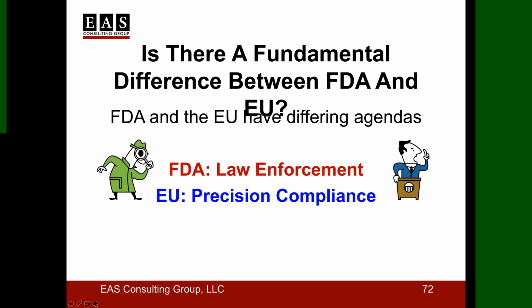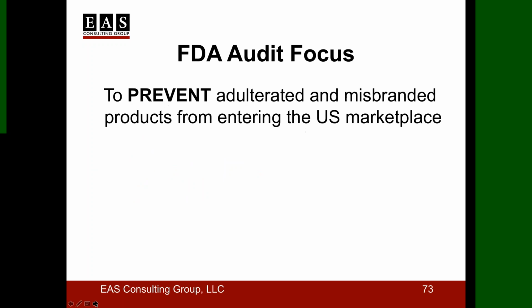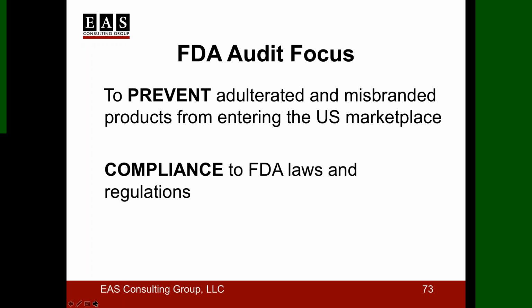So yes, there's a difference between the FDA and the EU. FDA is law enforcement, EU is precision compliance. What do I mean by that? Basically, FDA's job is to prevent adulterated and misbranded products, i.e. non-conforming bad products, from entering the U.S. marketplace. Compliance means you comply to the laws, regulations.